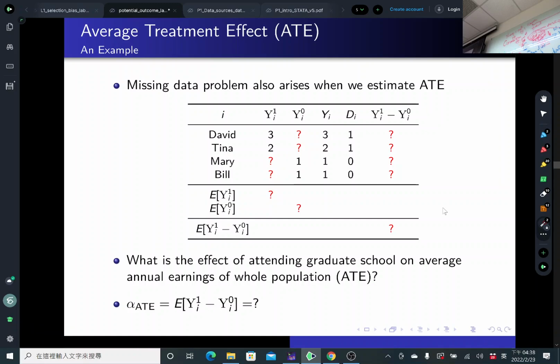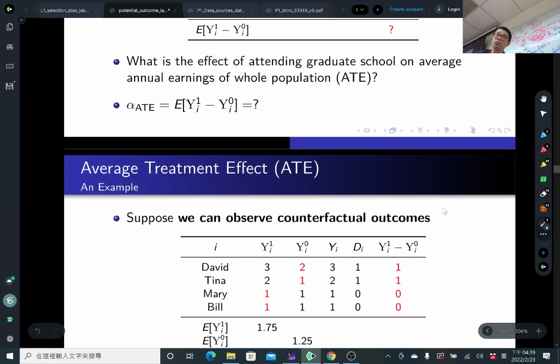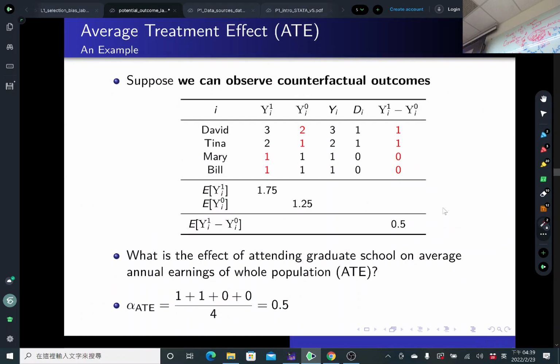And for the Y0, we never know Davy and Tina's because they go to grade school. We only can observe Mary and Bill. But if we want to get the average treatment effect, we need to compare Y1's average and Y0's average: the average earning if they go to grade school, and the average earning if they do not go to grade school. So we cannot get this effect. And if we can observe the counterfactual outcome, everything is simple. You can directly calculate by very simple math.